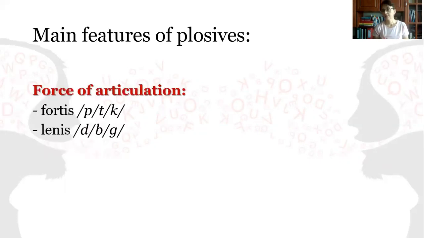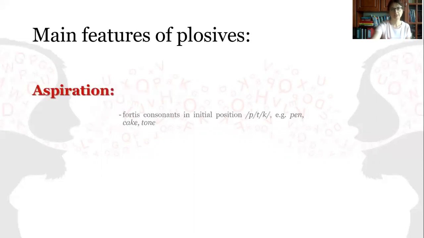Okay, concerning the force of articulation, pay attention on pronouncing the sounds p, t, k. More muscular energy is required, right? So that's why these are fortis consonants, which are also unvoiced. Lenis, meaning not much muscular effort is required in the articulation of the sound, and these sounds are b, d, g, which are also voiced consonant sounds.